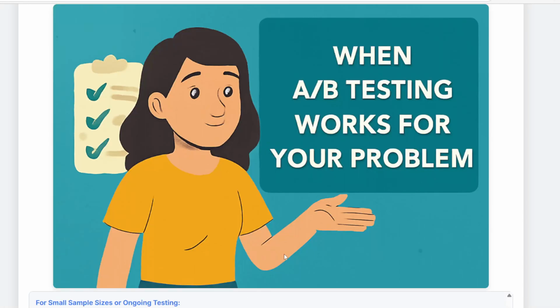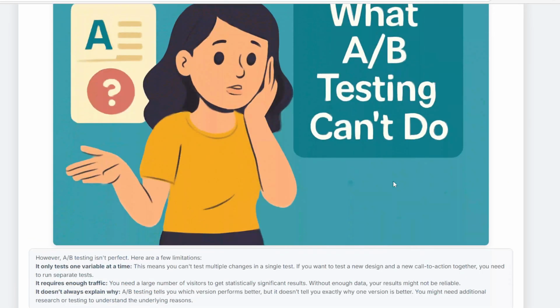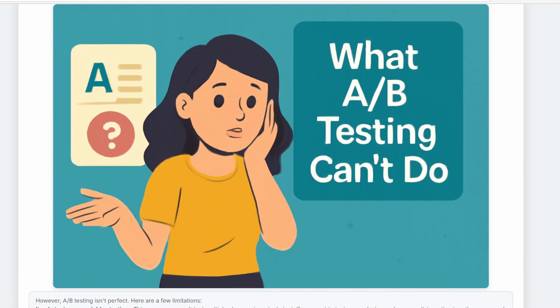What are the limitations of A/B testing? It only tests one variable at a time. This means you can't test multiple changes in a single test. It requires enough traffic. It does not always explain why. You might need additional research or testing to understand the underlying reason.